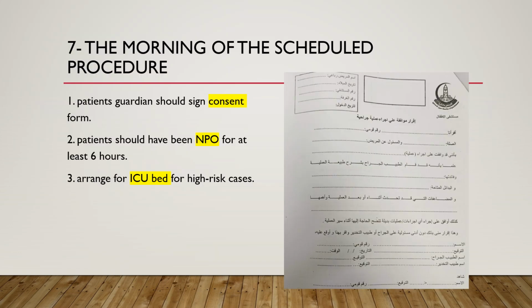In the morning of the scheduled procedure, the patient's guardian should sign consent for the catheterization. Sometimes we need a high-risk consent, and this would be requested by the anesthesia team. Also, patients should have been NPO for at least 6 hours before the procedure, and please arrange for an ICU bed in case of a high-risk patient.